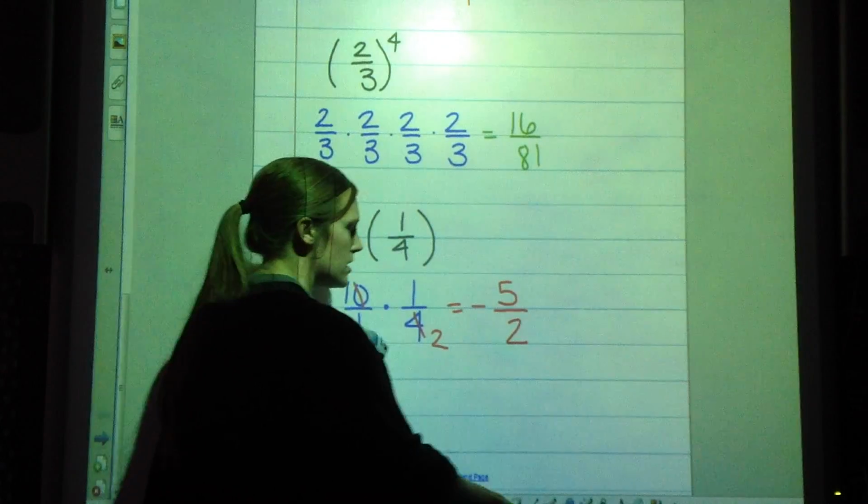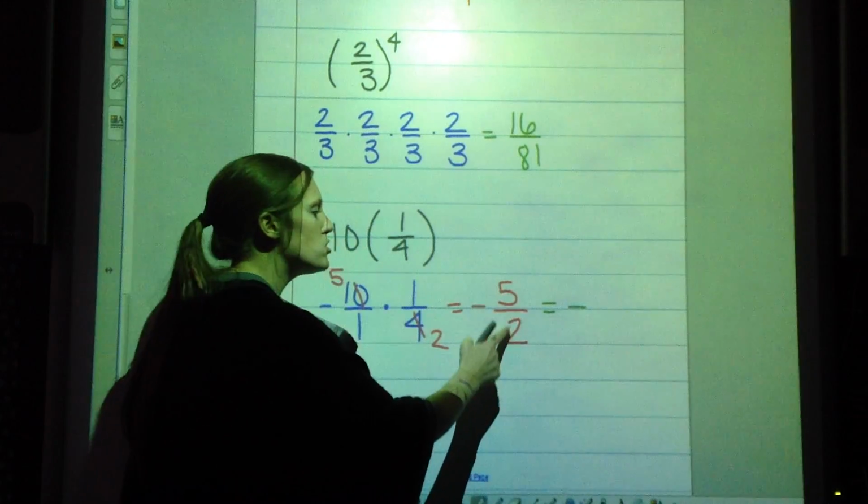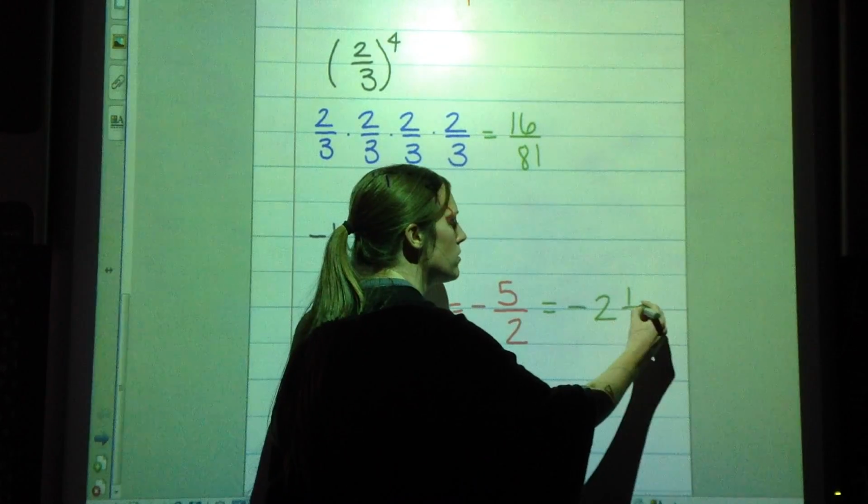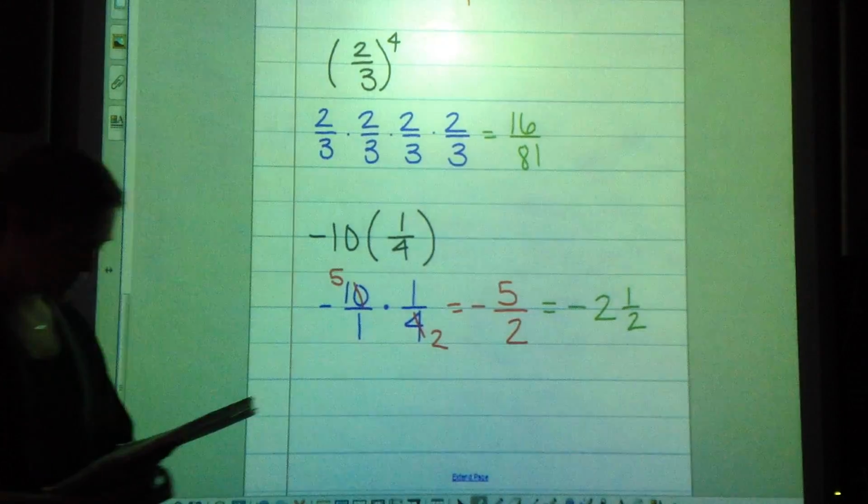There is a better answer here. I'm going to turn this into a mixed number. 2 goes into 5 2 times. That's 4. There's 1 left over, and our denominator stays the same.